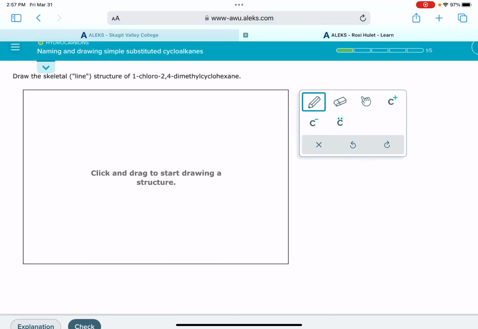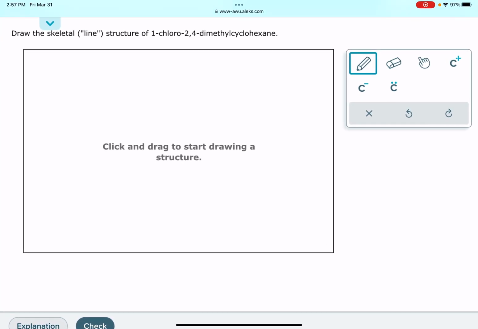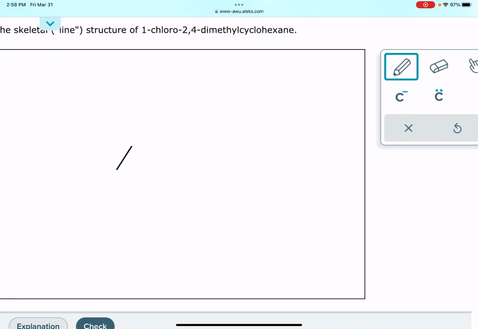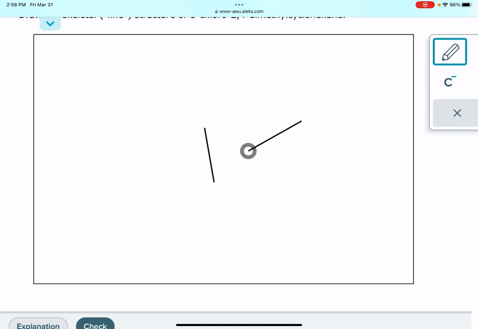The other version of this problem is that it gives you a name of a molecule and it wants you to draw the line structure for that molecule. So the name that's been given to me is 1-chloro-2,4-dimethylcyclohexane. When I'm being asked to draw the name of a molecule, I usually start at the end of the molecule's name. So the first thing that I'm going to draw is the cyclohexane. That is a 6-membered ring.